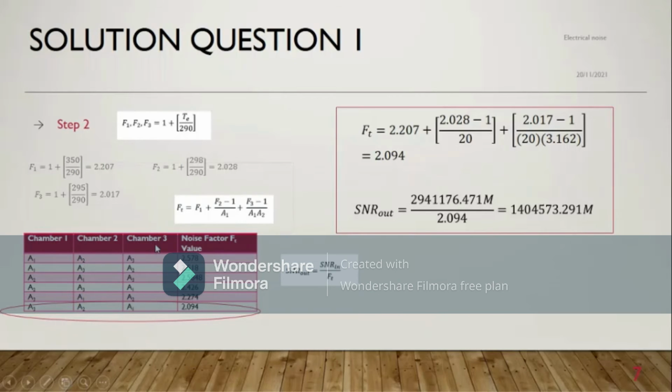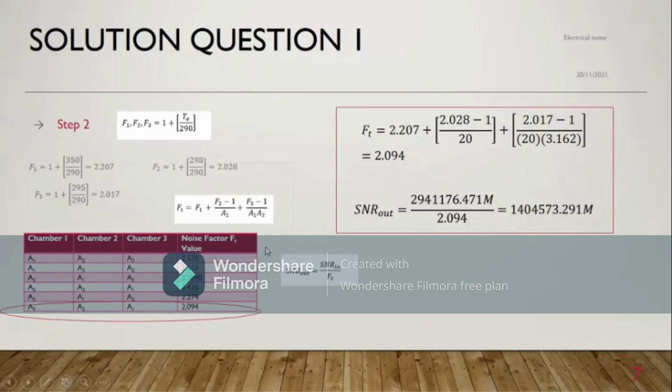Okay, at this part we must find the value of the noise factor. The formula is Ft equals F1 plus (F2 minus 1) divided by amplifier 1, plus (F3 minus 1) divided by amplifier 1 times amplifier 2.